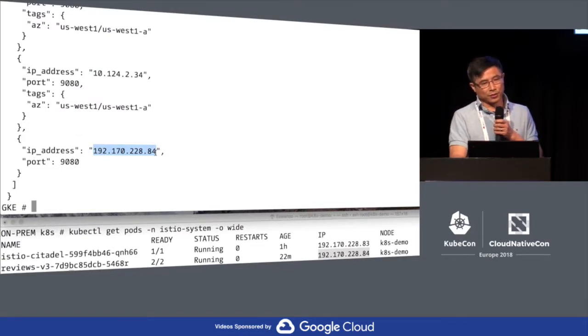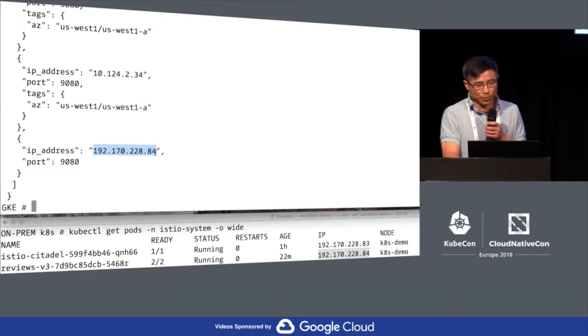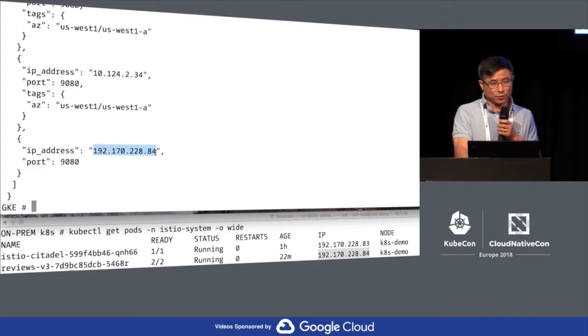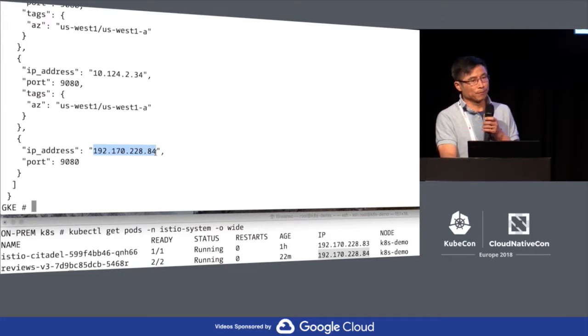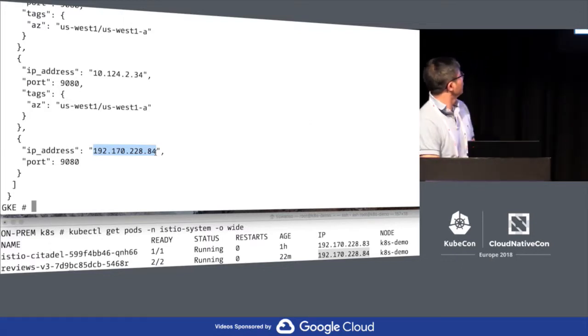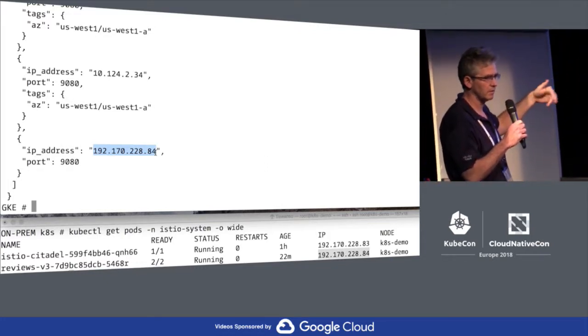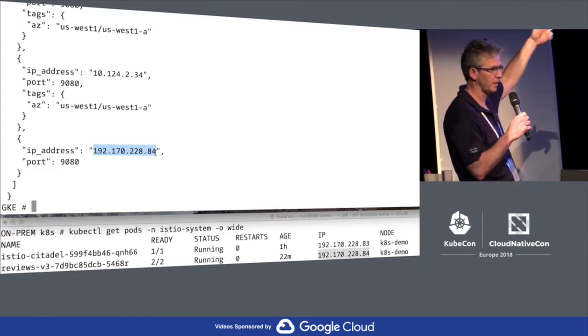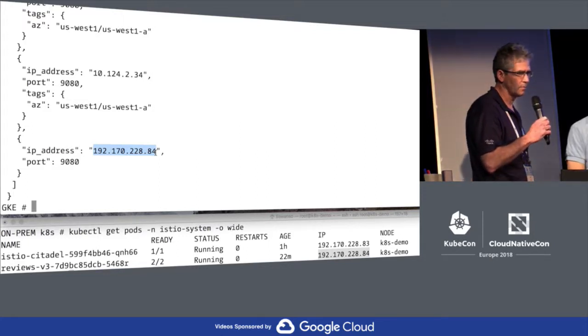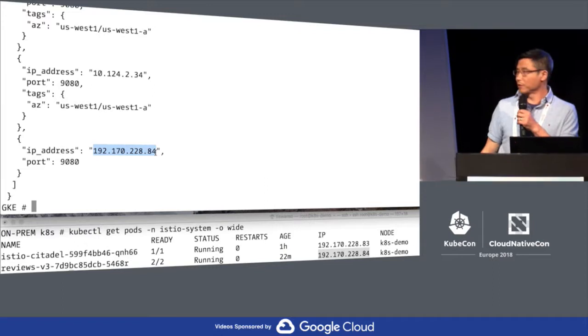Here we show that the sidecar is sending the EDS request to Pilot, and this is the response that Pilot returns. You can see the IP address 192.170.228.84. That's the reviews version 3 endpoint that is running in the on-prem cluster. It's a little difficult to see here, but the upper two stanzas are reviews 1 and reviews 2, and the bottom stanza is reviews 3. So the upper two are from GKE, the bottom one from on-prem. I think with that, I'm going to turn the podium to John.